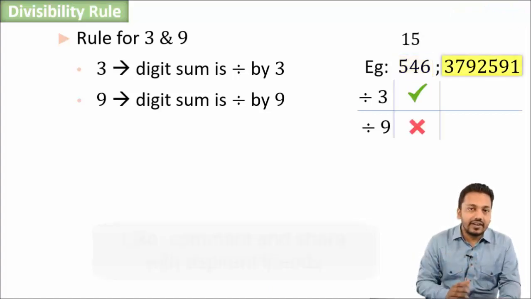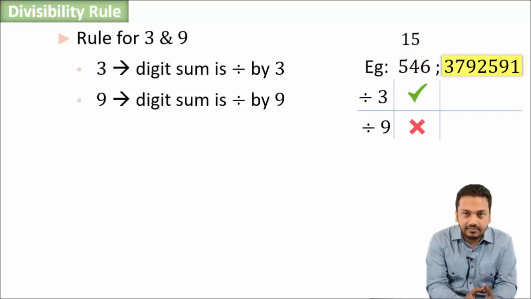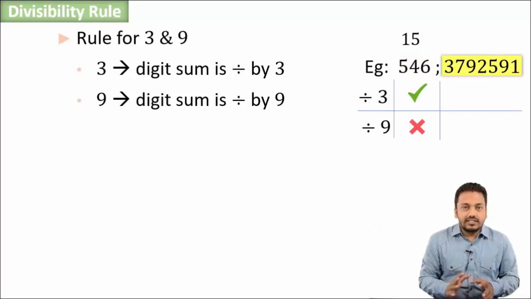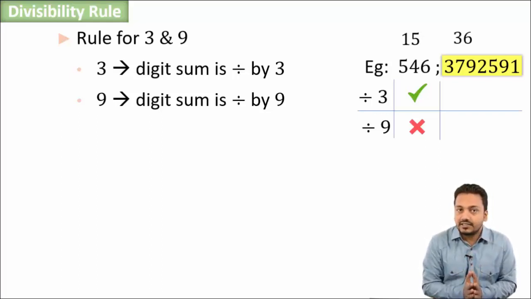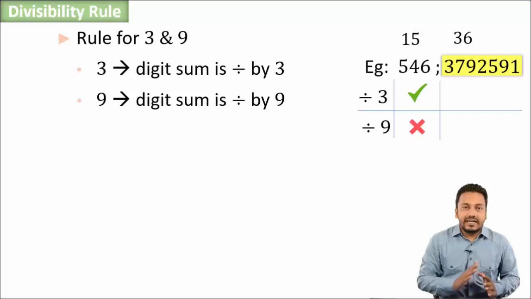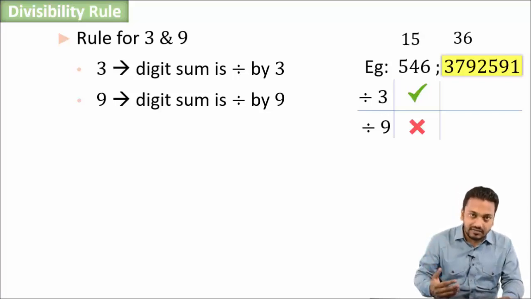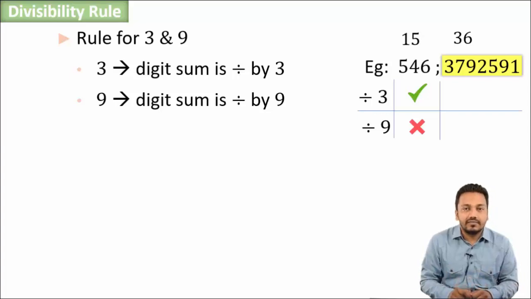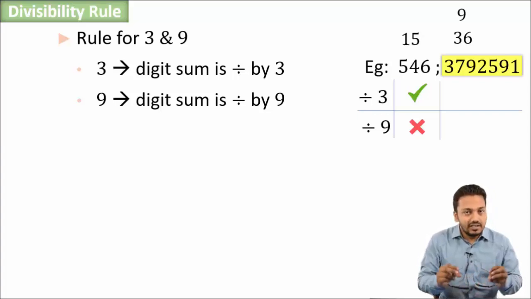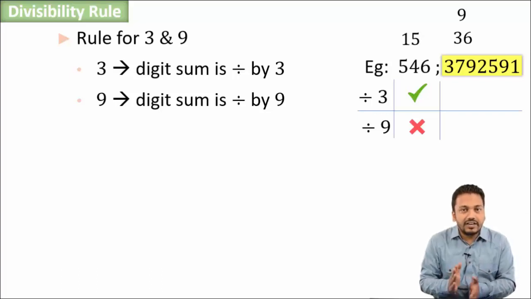What about 3792591? The digit sum is 3 plus 7 plus 9 plus 2 plus 5 plus 9 plus 1, that is 36. Now either we can check directly for 36 or we can take it a step further and add these digits again. 3 plus 6 is 9. Now we can check for 9. Is 9 divisible by 3?